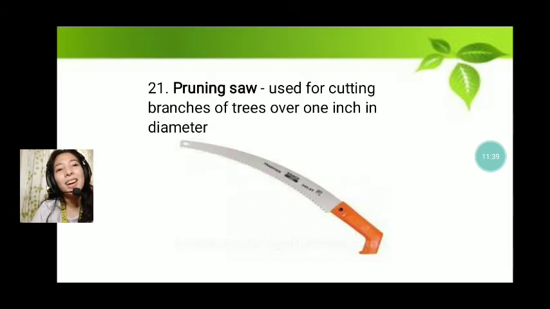Yes, and we have the last one, the pruning saw. If we have a pruning shear, we also have a pruning saw. So a pruning saw is used for cutting branches of trees over 1 inch in diameter. So with small branches, if you can cut them with a pruning shear, use that; for bigger ones, you use the pruning saw. Okay.